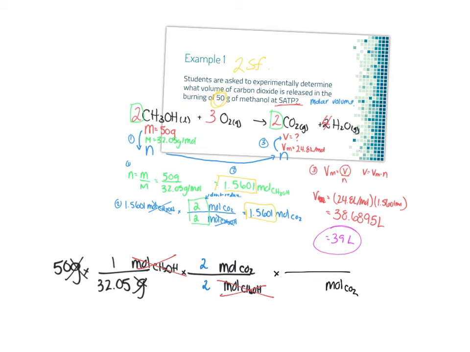So I need to cancel moles of CO2, and I'm looking for volume, which we measure in liters. Now, liters per mole is our molar volume in this case. So 24.8 liters per 1 mole, and moles of CO2 cancel. I'm left with liters. Multiplying all the way across the top, dividing by everything across the bottom, we get the same answer.